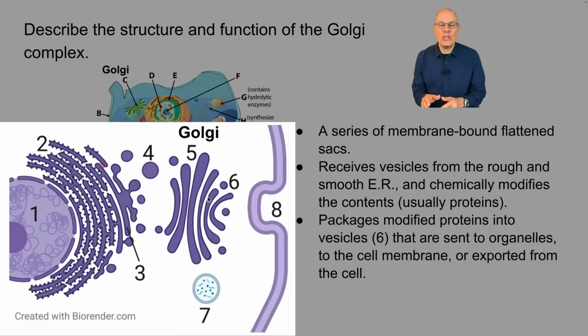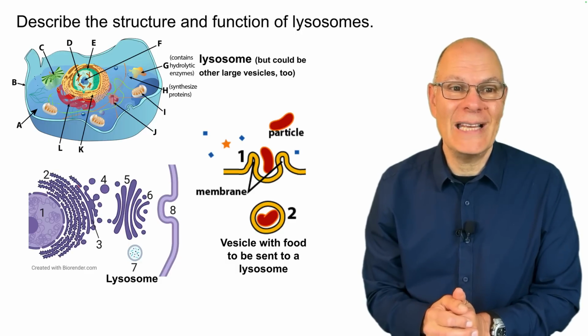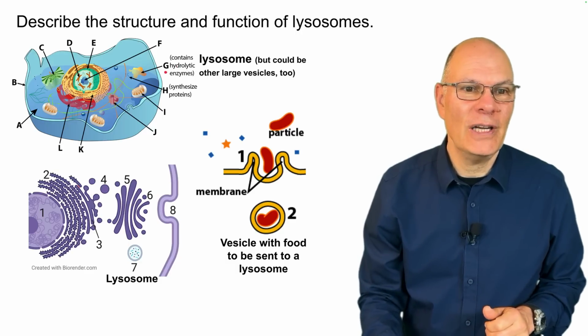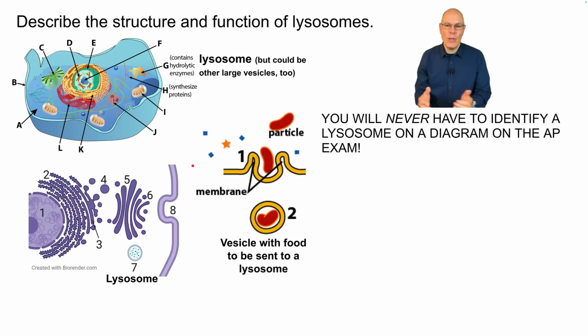The Golgi packages those modified proteins into vesicles, shown at 6, that are sent to organelles like lysosomes over here at 7, to the cell membrane, or exported from the cell. Describe the structure and function of lysosomes. Here's a lysosome over here, here's a lysosome over here, and one thing that I rarely say, but I'll let you know that you will almost certainly never have to identify a lysosome on a diagram on the AP Bio exam. It's just a big vesicle.